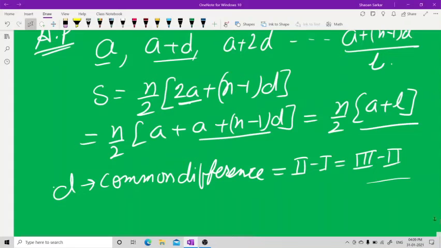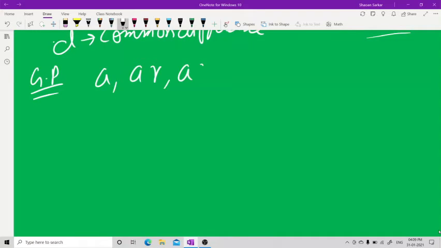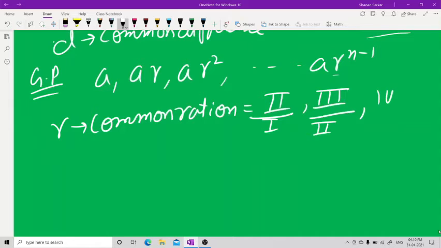You know this already, have seen this in your class 10th. Because I want to use this type of a thing here, let me pull it down. Now we are doing GP. In GP, geometric progression, we have a, ar, ar square, which is the third term, up to ar^(n minus 1). Now the common ratio: r is the common ratio, and it is nothing but the second term by the first term, the third term divided by the second term, the fourth term divided by the third term, and so forth.